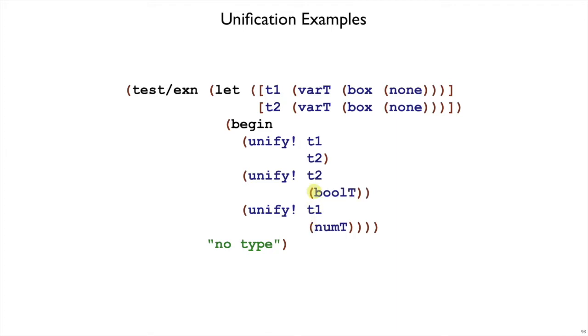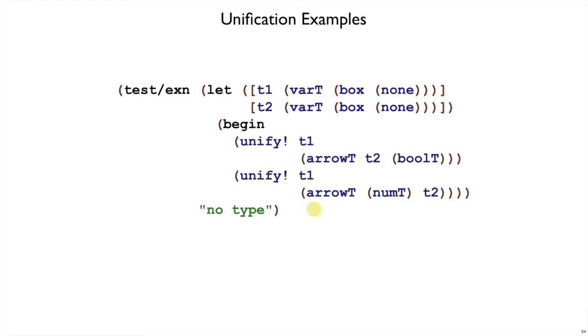It doesn't matter whether we do the checks in the reverse order. Here I'm setting t1 to t2, setting t2 to bool, and then comparing t1 to num. Again, this should fail because t1 and t2 have to be the same. And finally, looking at some arrow cases here, I've set t1 to be equal to t2 arrow bool. So far so good. But then when I also say that t1 should be numt arrow t2, then we have a problem, because this will cause t2 to be set to numt, but then the bool t comparison to t2 will fail because t2 will have been set to numt.